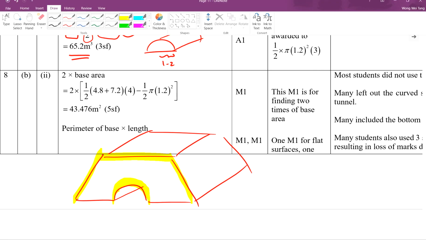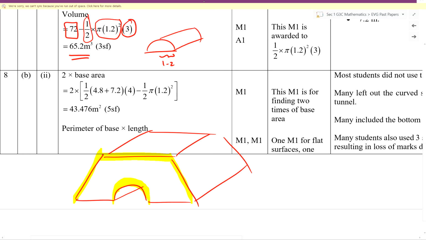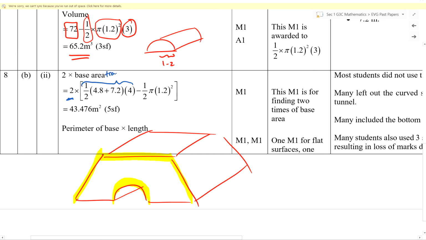To find the total surface area, we need 2 times the base area. There is one base area at the front and one at the back, or rather cross-sectional area. They are the same thing. So 2 times the area of the trapezium, half times the sum of parallel sides times the perpendicular height of 4. Here we take away the area of the semicircle. So we remove that, and this is the cross-sectional area.